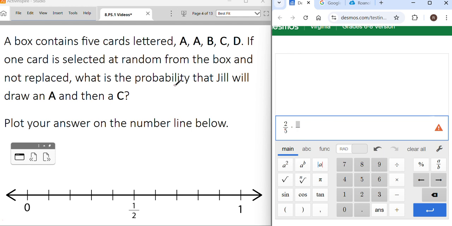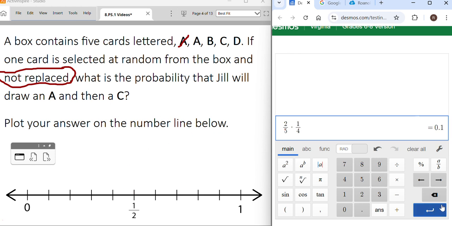Then it says that I do not replace it. So I'm going to mark it out because I'm not replacing it. That leaves me with 1, 2, 3, 4 cards. That goes on the bottom. And this time I'm trying to get a C. Well, there's only one C, so I'm going to put the 1 there. This gave me a decimal of 0.1, and they want me to plot it on my number line.